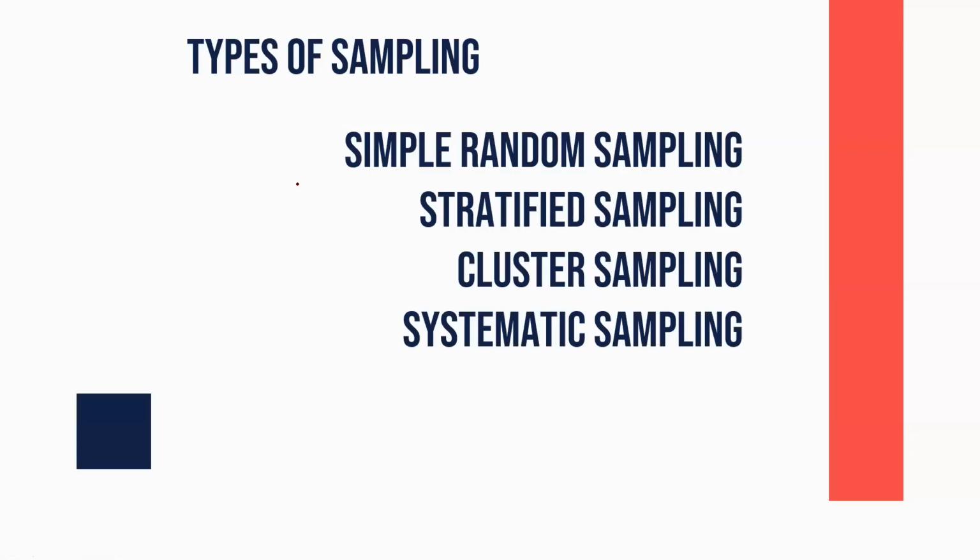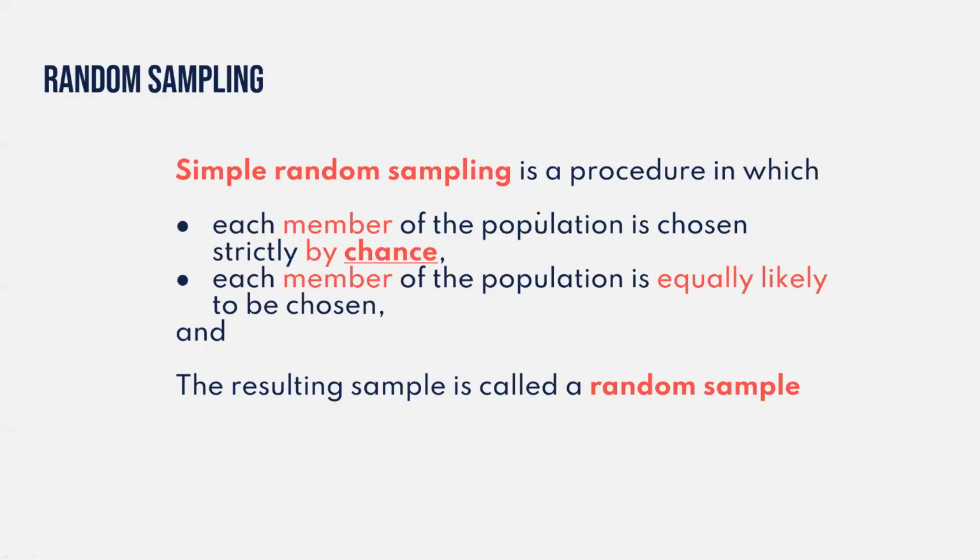There are 4 types of major sampling methods. There's simple random sampling, SRS. This is the most important. Then there's stratified sampling, cluster sampling, and systematic sampling. Simple random sampling is a procedure in which each member of the population is chosen strictly by chance, so every member can be picked, and each member of the population is equally likely to be chosen. If you can do this, the result is called a random sample.